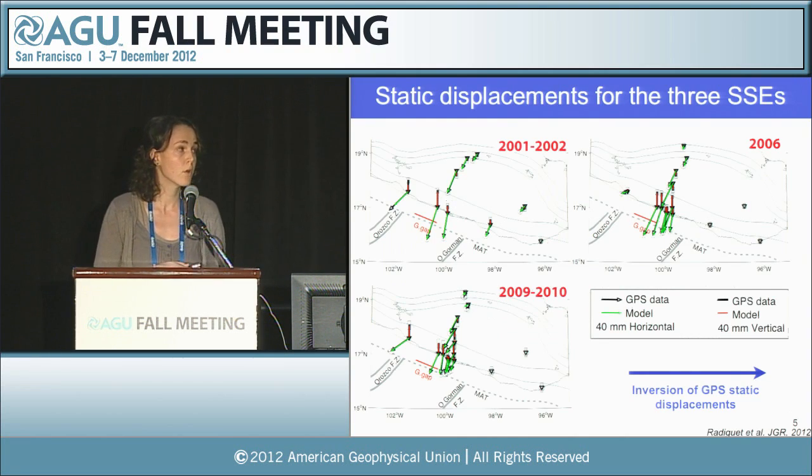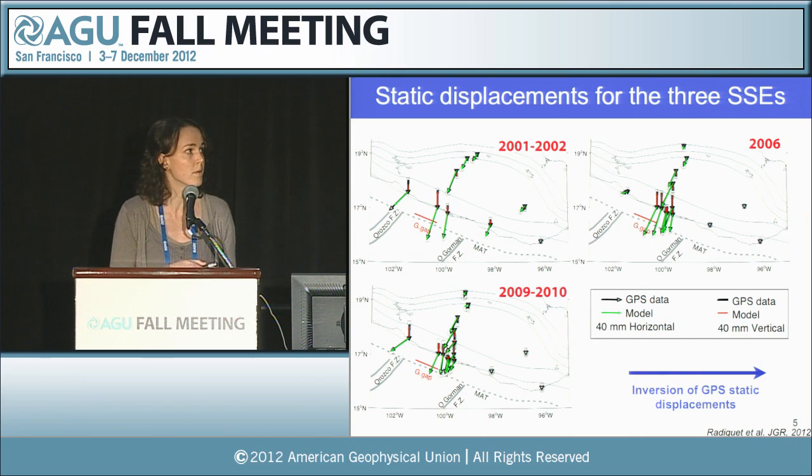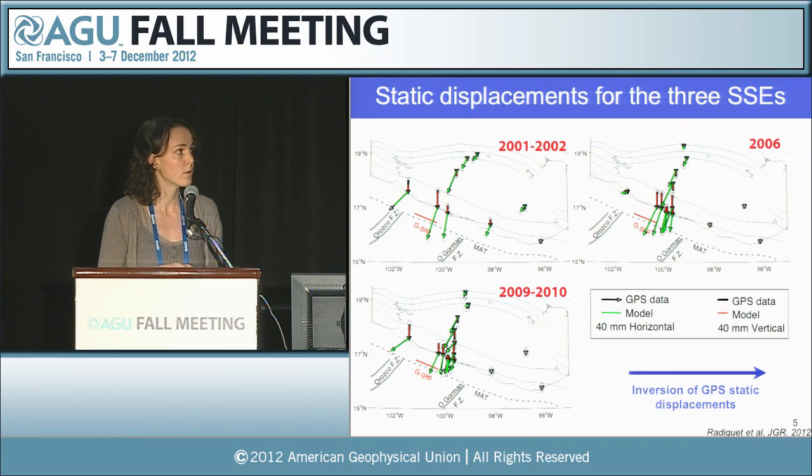Here you have the static displacement for the last 3 slow slip events. The green arrows show the horizontal displacement, so it's a motion toward the south, and the red bars show the vertical motion. You can see differences in the extent of the motion, for example, this station which didn't slip in 2006 and shows slip in 2001 and 2010.